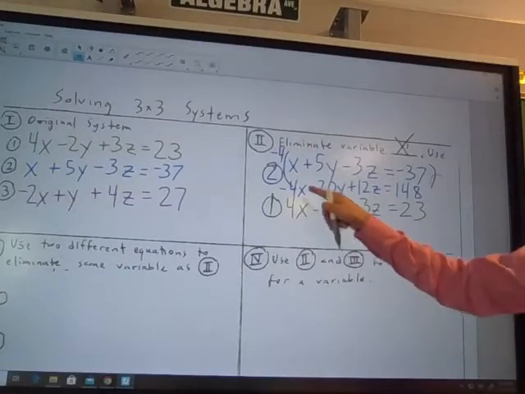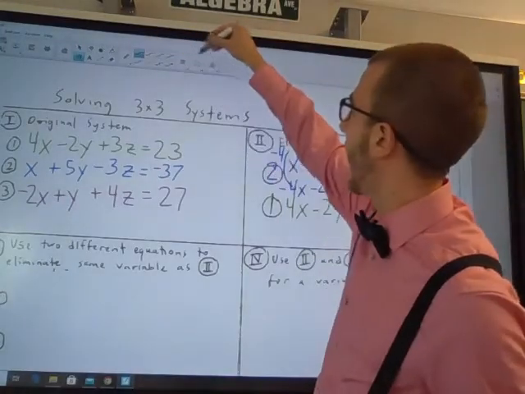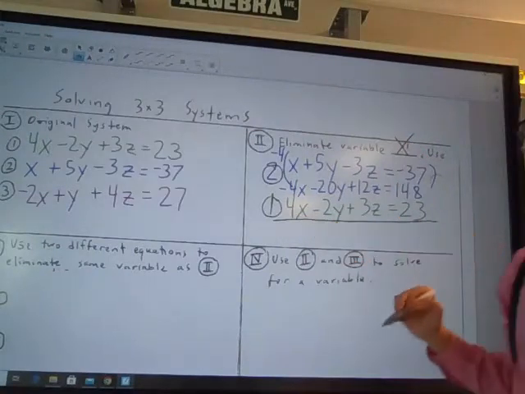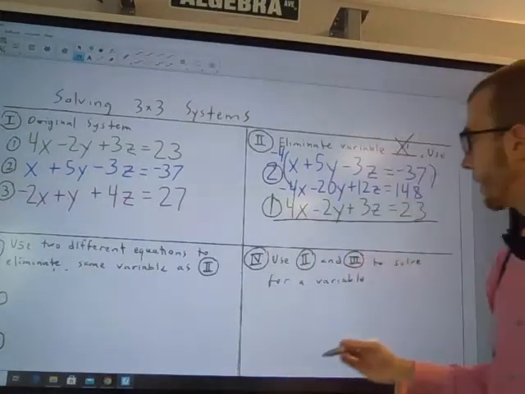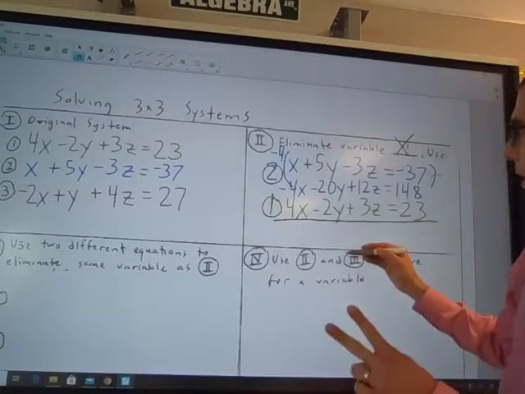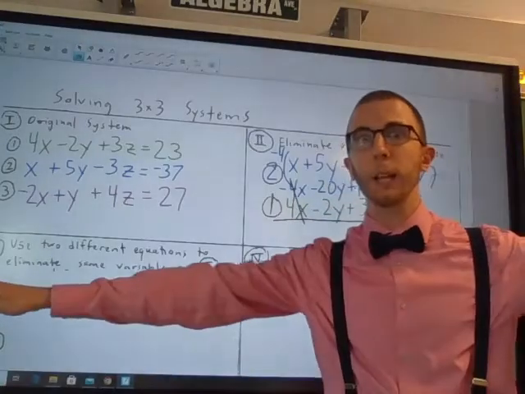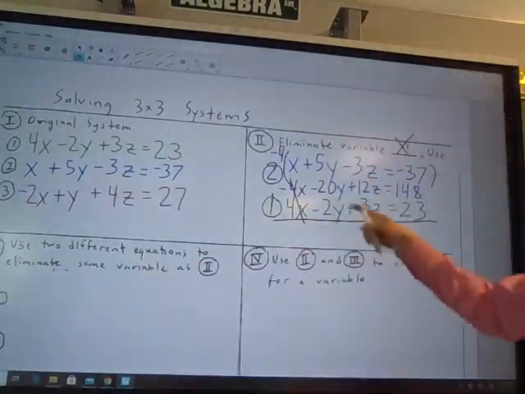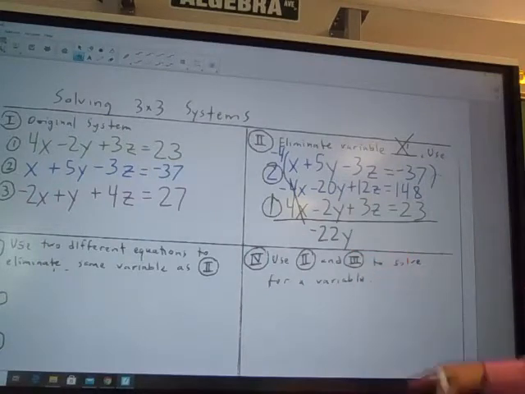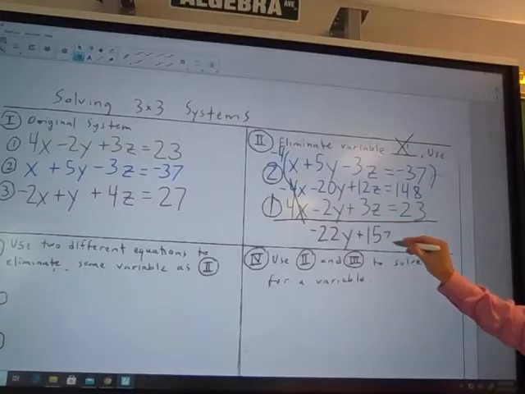All right, and now we have these opposite coefficients for x, which means I can add the equations together using the addition property of equality to get another valid equation with only two variables. So negative 4x plus 4x, x is eliminated. That's what we wanted. Negative 20y minus 2y is negative 22y. 12z plus 3z is 15z.